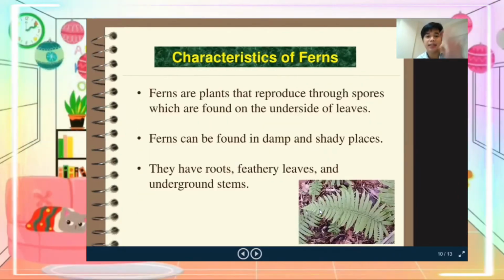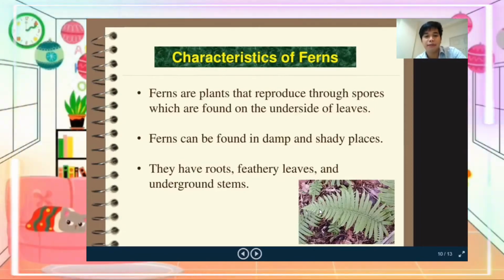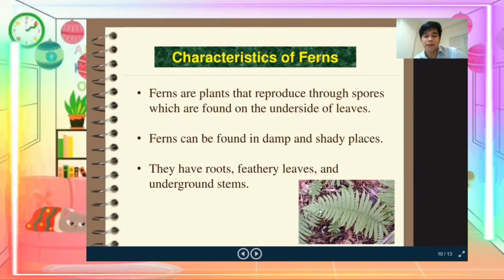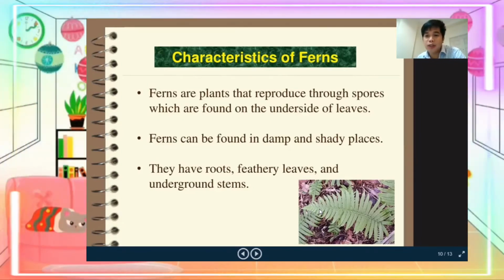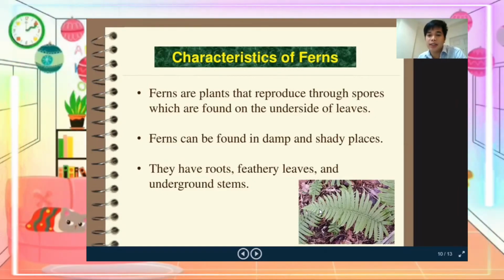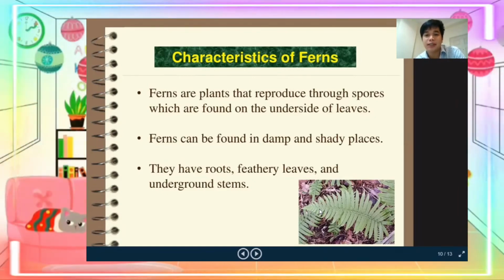Next, characteristics of ferns. Ferns are plants that reproduce through spores which are found on the underside of the leaves. Ferns can be found in damp and shady places, and they have roots, feathery leaves, and underground stems.